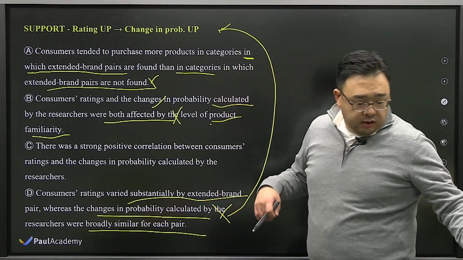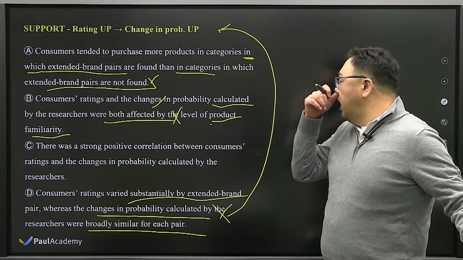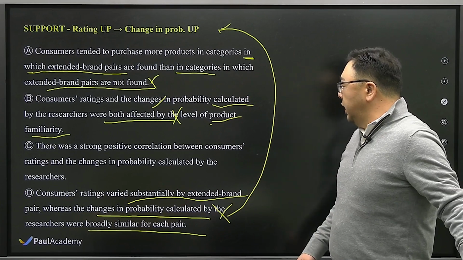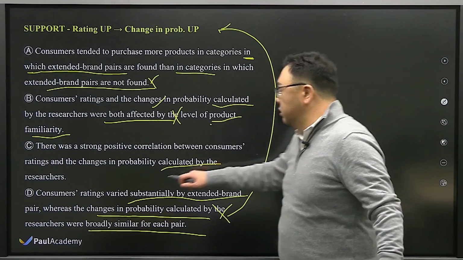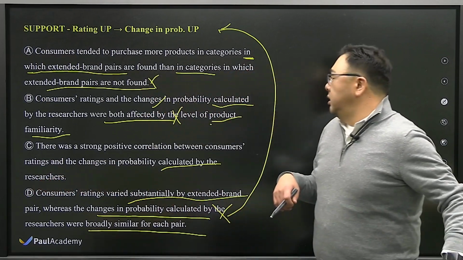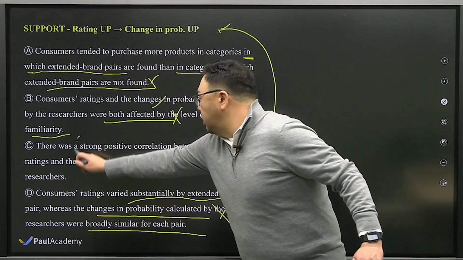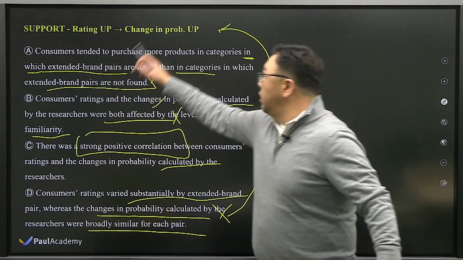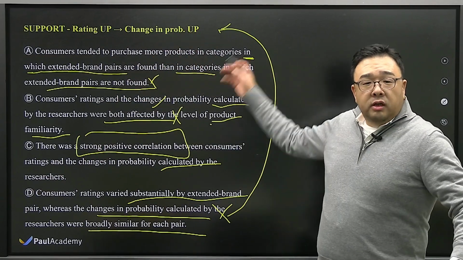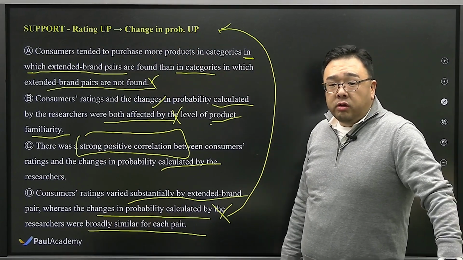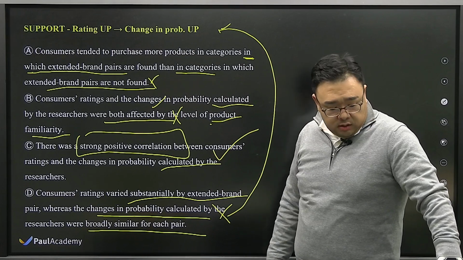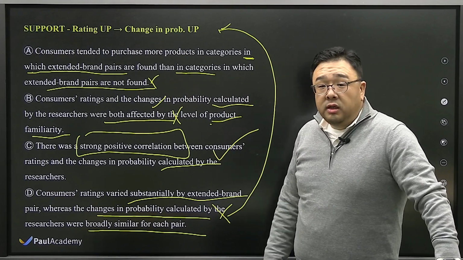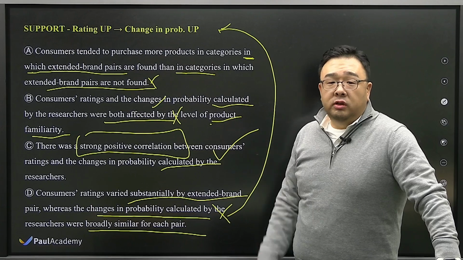The C right here says there was a strong positive correlation between consumers' ratings and the changes in probability calculated by the researchers. By showing a strong positive correlation, once the ratings go up, you would know that the change in probability would also go up. So the answer that you're trying to find is C. Well, that was fairly simple as long as you understood what to find.